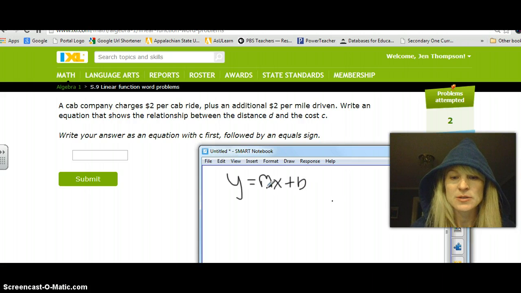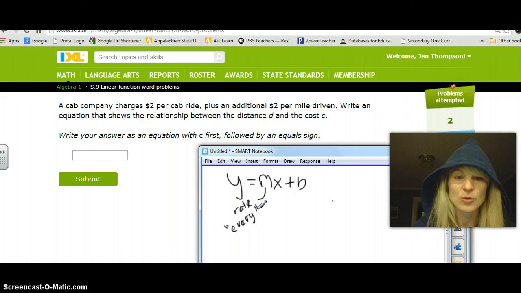And the m is your slope, and your slope is the rate. So anytime you see something where you're going to use the rate, a lot of times you see the word every, like something happens every 10 hours or every 2 weeks. So when you see the word every or the word per, that is an indication that that is your slope, okay? Your y-intercept is something that happens once.